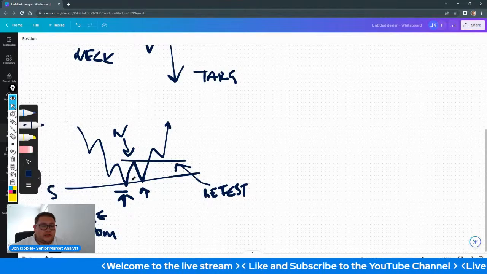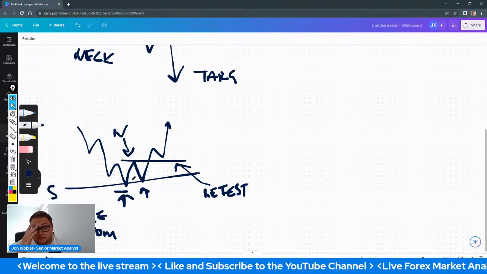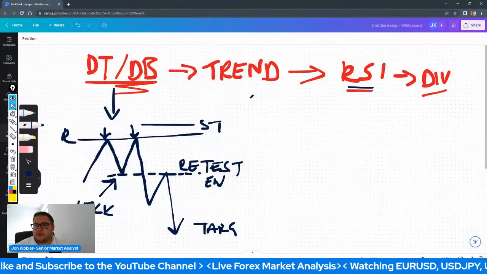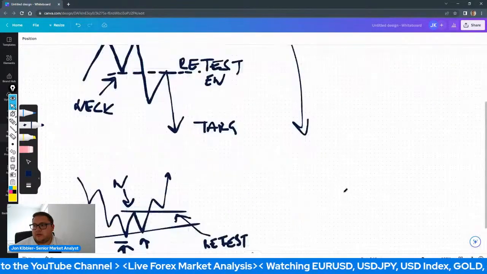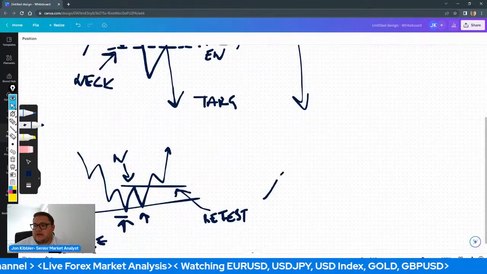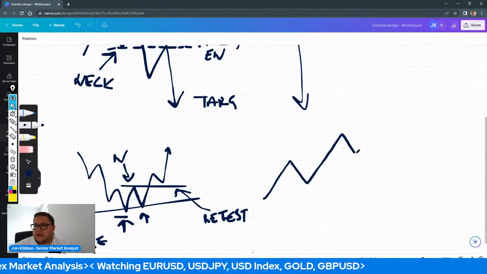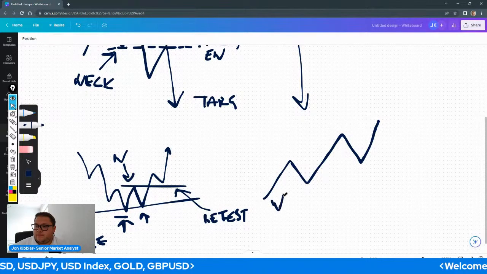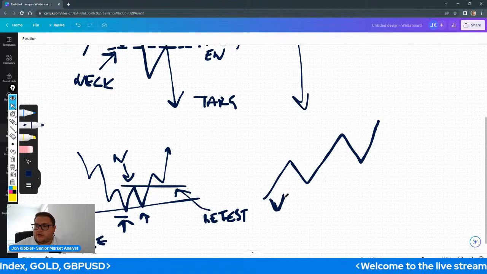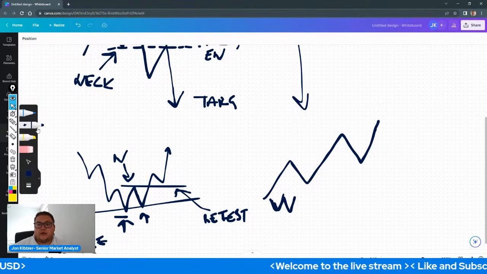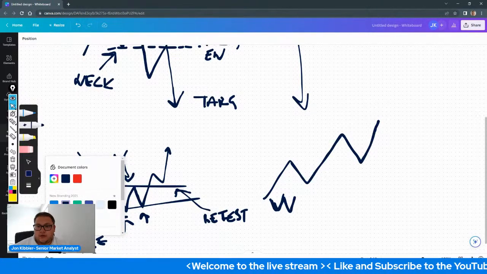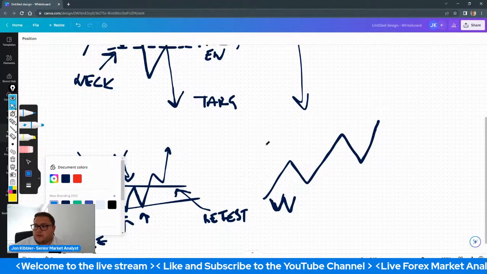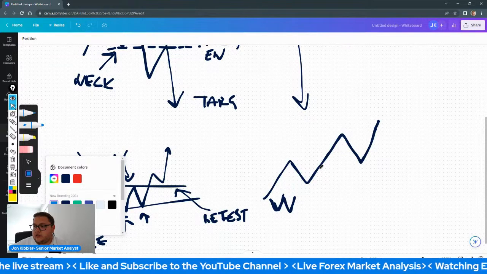Now, I like to use these most in trending conditions. What I mean by that, if we come up to the trend, I'm just going to do a little arrow down here. So let's say this blue is a weekly chart. Okay, I'll get to your questions in a second, guys. Weekly chart. Let's say this light blue is your 4 hour.